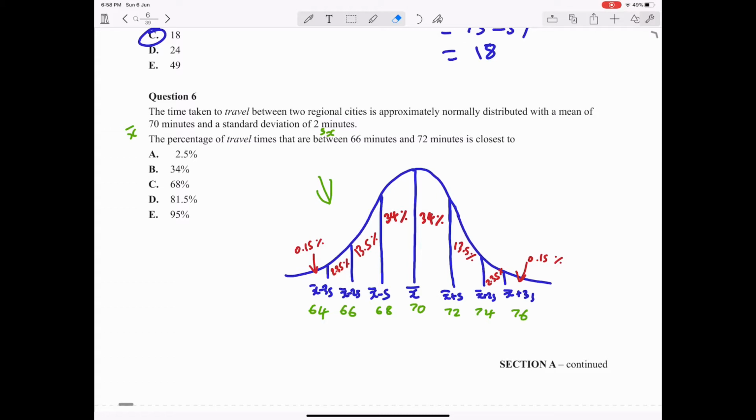So we have to find the percentage of travel times between 66 minutes over here, and 72 minutes over here. So if you look at the percentages, 66 minutes to 70 is between here, here, and here. So you just add these percentages on your calculator. You do 13.5% plus 34% plus 34% gives you 81.5%. Therefore, D is the correct answer.